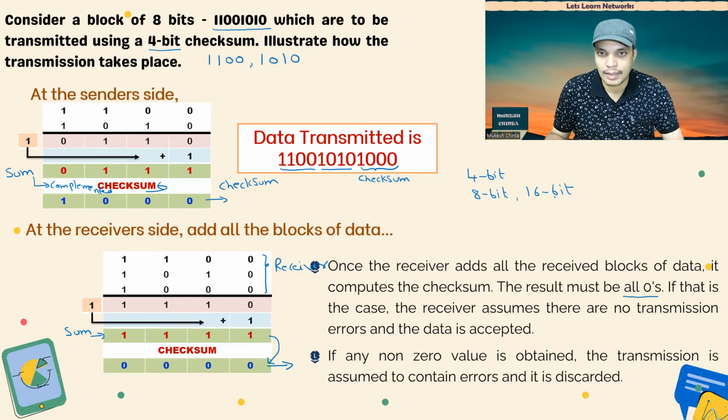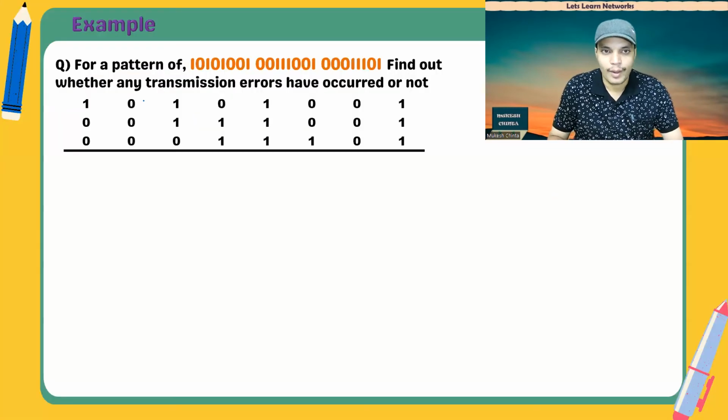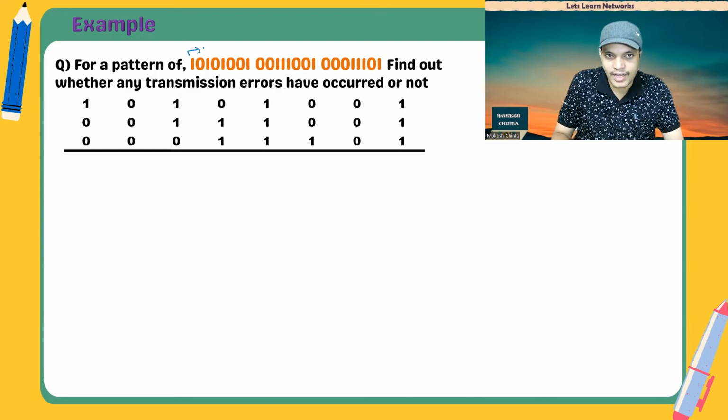Let me show you another example. I'm given a pattern 1, 2, 3, 4, 5, 6, 7, 8. This is an 8-bit checksum I'm using here. For a pattern of this, find out whether any transmission errors have occurred or not, which means that this is the data which the receiver has received. And we know that I'm using an 8-bit checksum here.